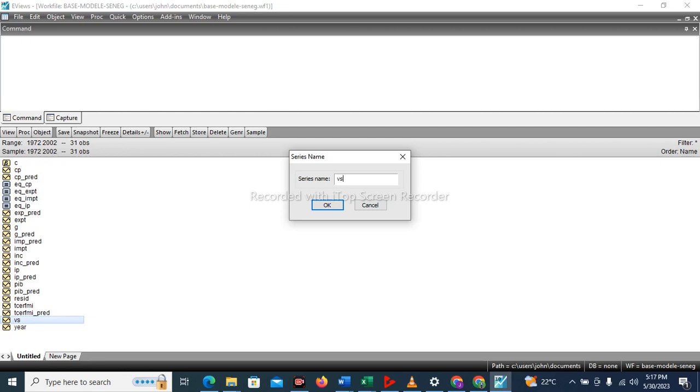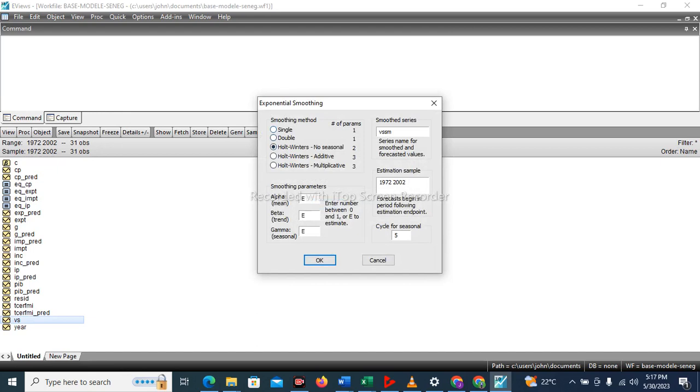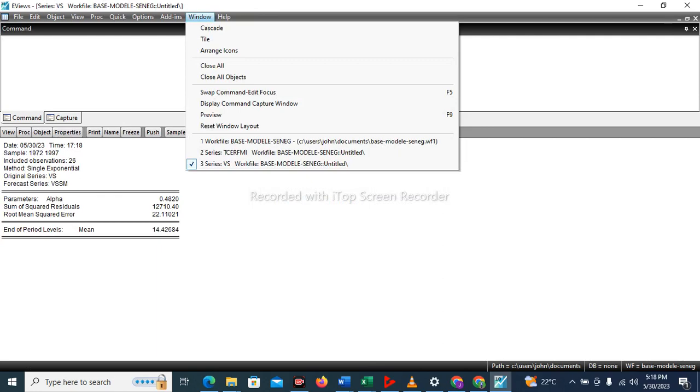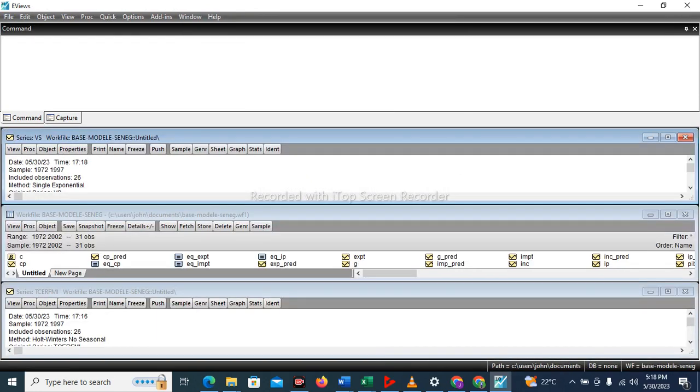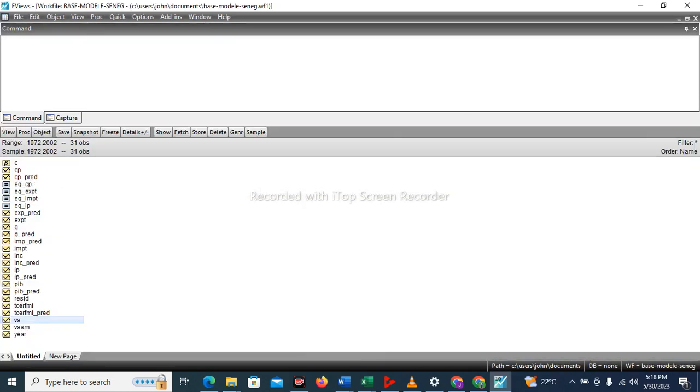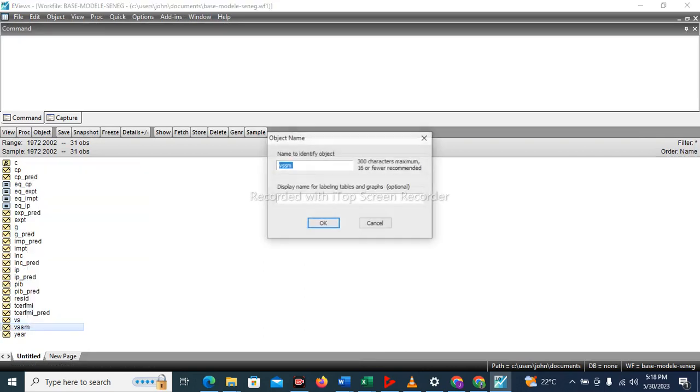Then our series is change in inventory. Of course, we are going to use the smoothing method, simple exponential smoothing, the single one. Then okay, we are going to look at how it has been saved from our file, and of course here it is. So let us rename it to reflect our change. It's a prediction for the next 5 years.